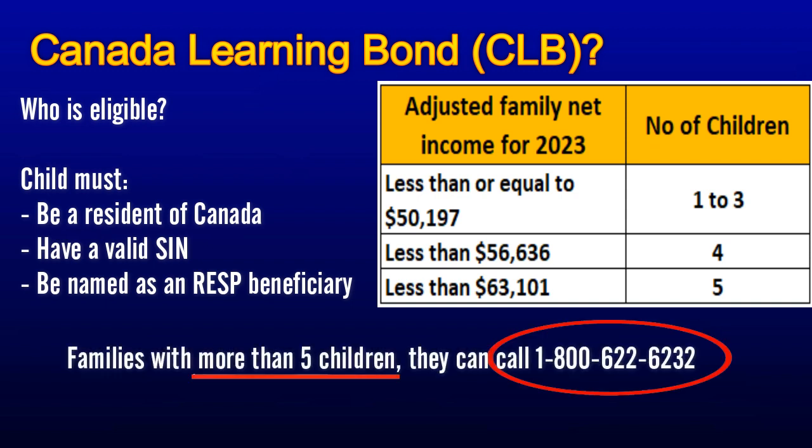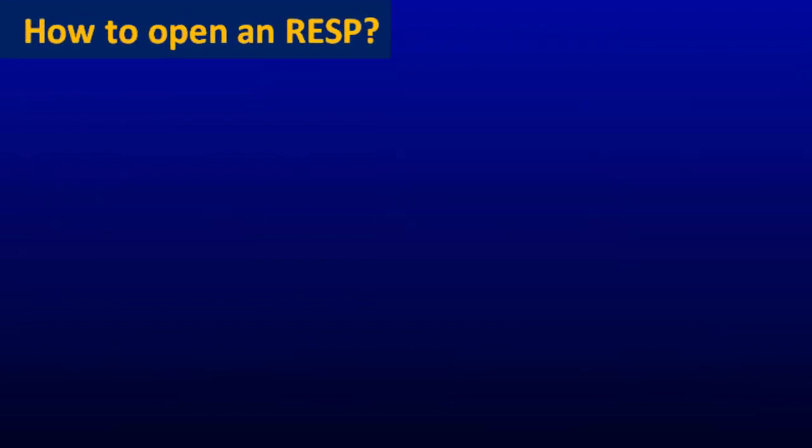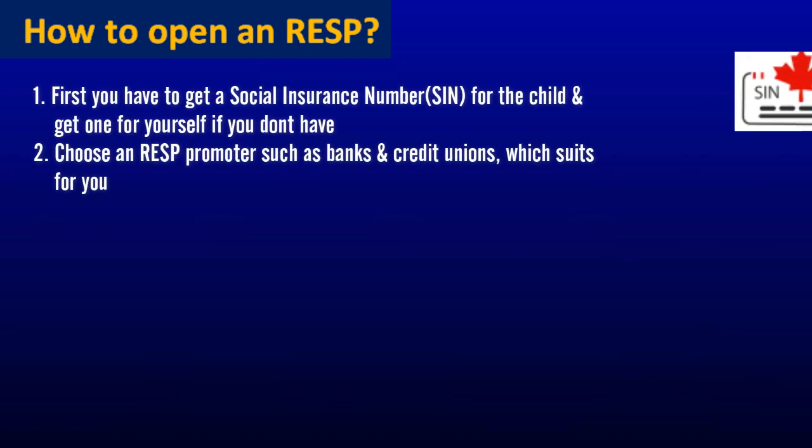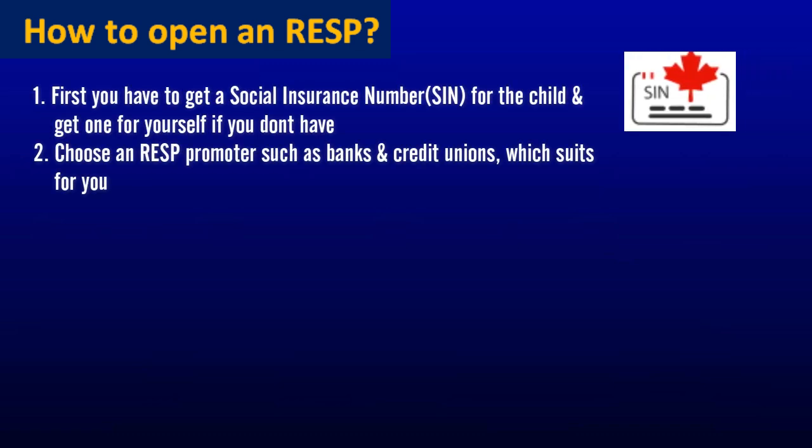Families with more than 5 children, they can call this number. Now let's see how to open an RESP step by step. First, you have to get a social insurance number for the child and get one for yourself if you don't have one. Once you get the social insurance number for yourself and the child, choose an RESP promoter, such as banks and credit unions, which suits you.